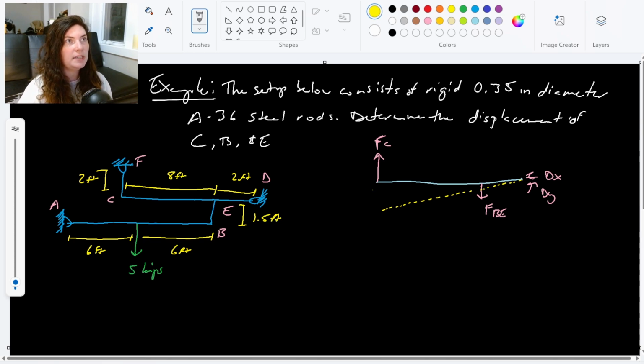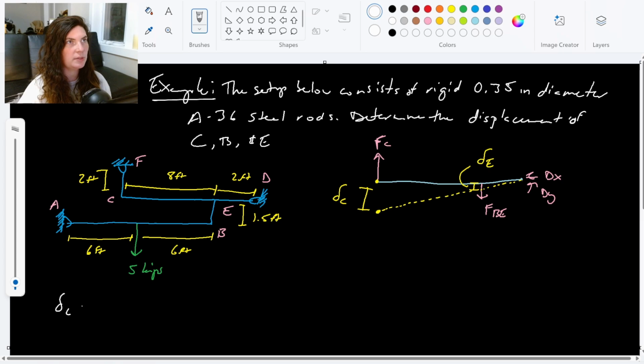So we get a displacement here. This is the displacement of point C, right? Point C would be moving down from this point down to this point. And then there's the displacement of point E. So it's much smaller. This would be the displacement of E, where we have the displacement of C.